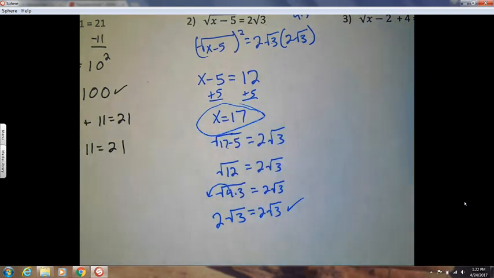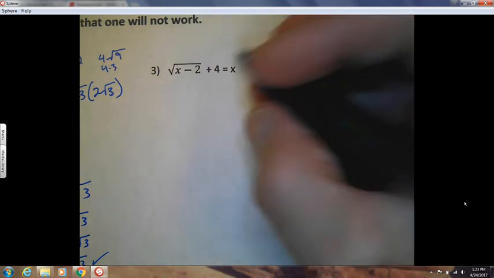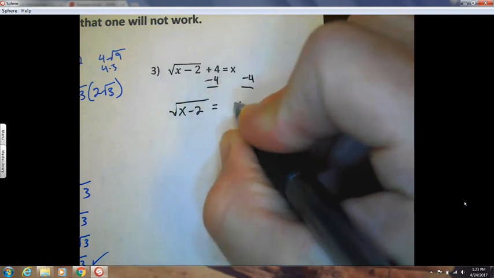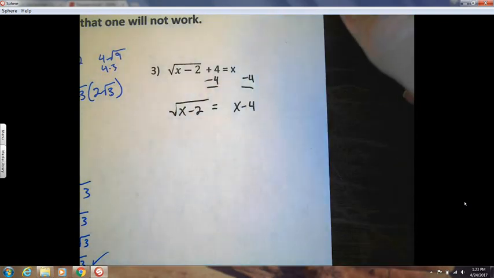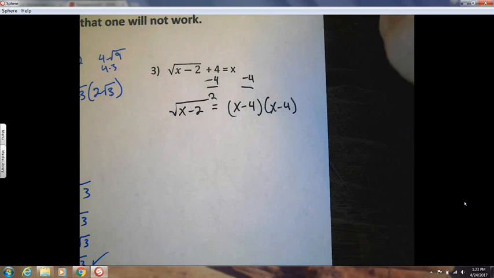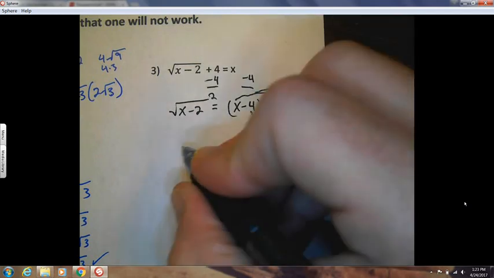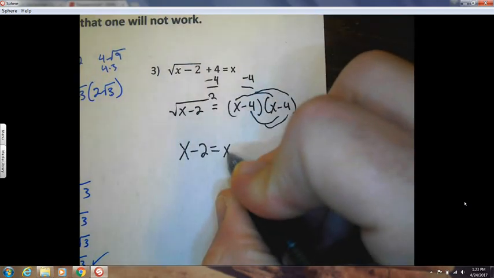Alright, now looking at this one. So I need to check, do I have everything on this side of the radical by itself? Do I have the radical isolated? I don't, because I have this plus 4 here. So I'm going to subtract 4 on both sides. Now to get rid of the radical, I need to square both sides. Remember, to square means to multiply by itself. So that means I'll do distributive property 2 times. So x minus 2 is equal to x squared minus 8x plus 16. Remember, this is one of the special products we talked about.